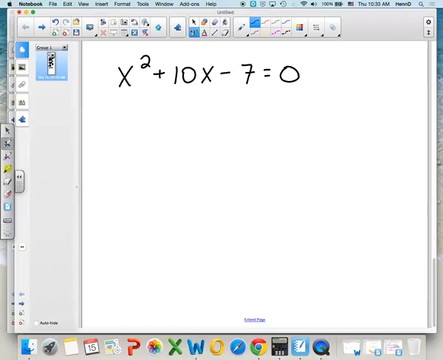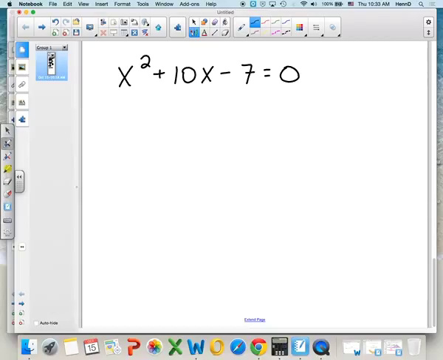Who remembers what to do for completing the square, because it's different than the quadratic formula? Any ideas on what the first step is? Completing the square is kind of annoying, but once you get the hang of it, it's always the same, like 6 steps over and over and over. The steps never change.